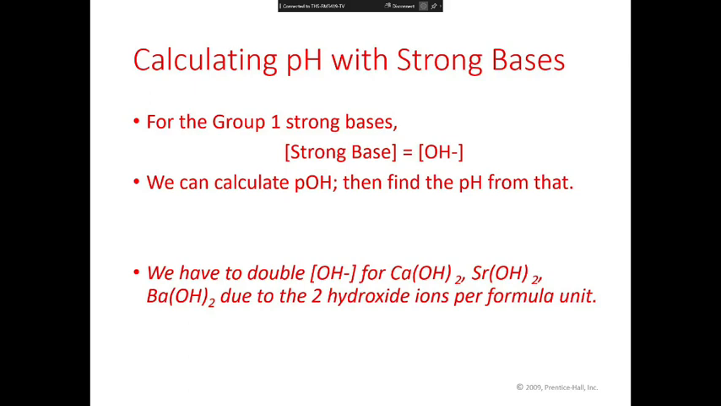With those group 2 strong bases, they have the 2-for-1 deal. They have 2 hydroxides for every 1 molar of the whole base. So we actually have to double the concentration given to us of the strong base because you get 2 hydroxides for every 1 calcium hydroxide. And because of that, it takes 1 extra step as far as finding the pH. And we'll do that for the very, very last sample exercise you have on your handout in just a second.